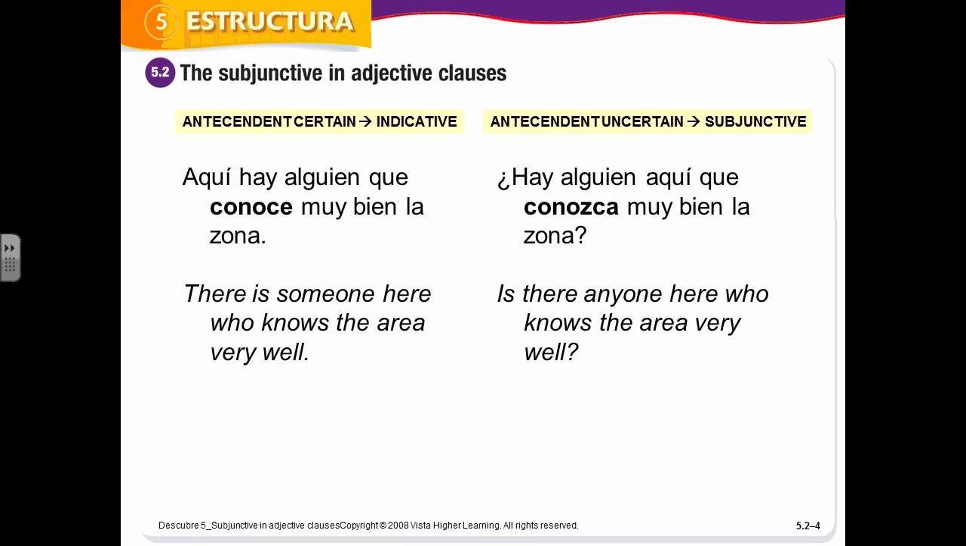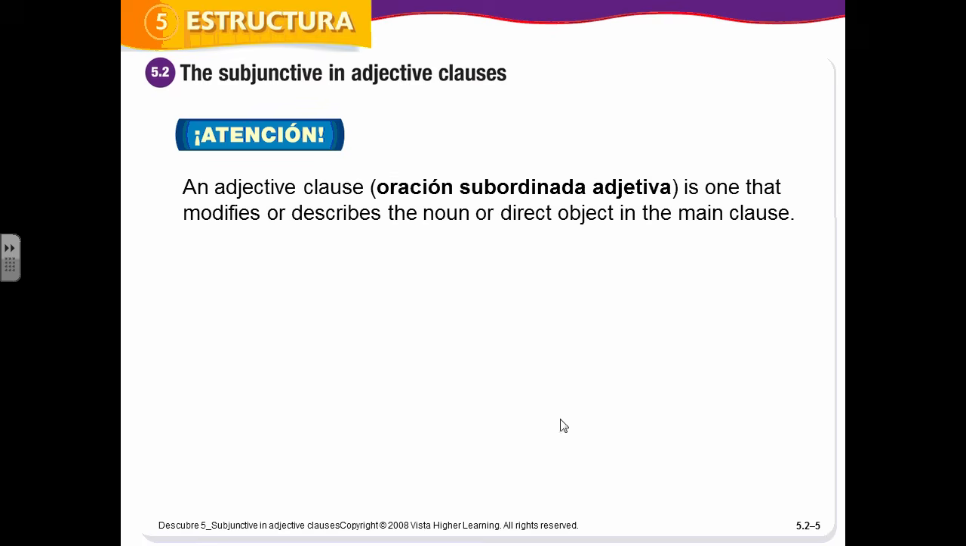Okay, subjunctive, again, other examples. Aquí hay alguien que conoce muy bien la zona. There is someone here who knows the area very well. This person exists. Now, if you put it in a question, you're questioning it. Hay alguien aquí que conozca muy bien la zona. Is there someone here who knows the area very well? We're not sure if this person exists. So in this situation, depending on how you form the sentence depends on whether you're going to use the subjunctive or not. Is there existence, or are we questioning existence?